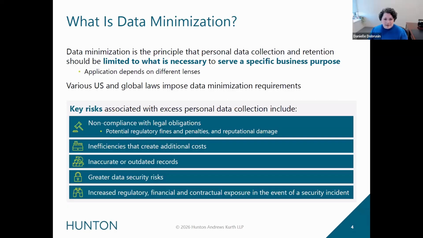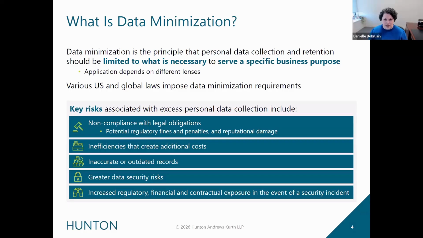Now, data minimization is a relatively broad principle, and it can seem overwhelming or difficult to put into practice when thinking about it in general terms. So I think it's helpful to think about how we can apply this principle more specifically through different lenses. For example, data minimization may look different when applied to consumer rights requests or cybersecurity or AI training. And we're going to walk through some of these lenses in this webinar.